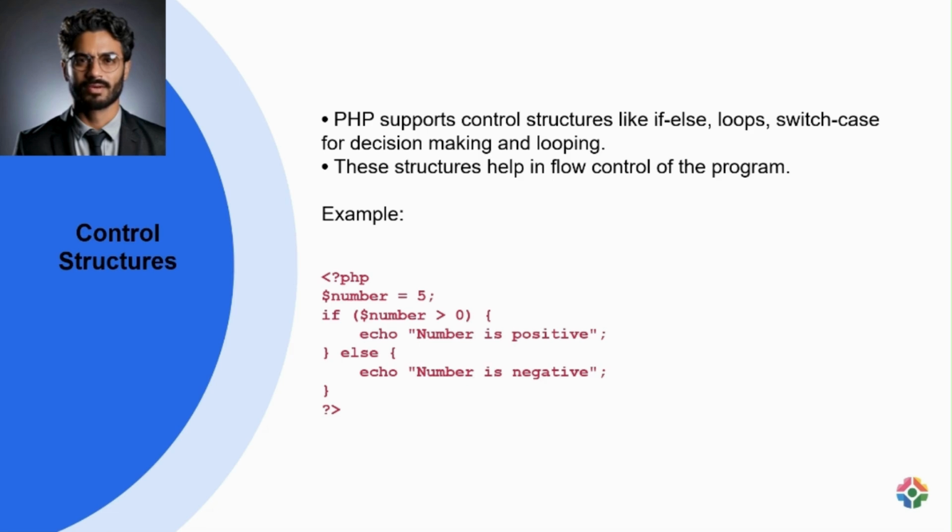For instance, in the given PHP code snippet, an if-else structure is used to determine whether the variable number is positive or negative. If the condition number > 0 is true, the message number is positive is echoed, otherwise number is negative is displayed. This is a simple example of using if-else for decision-making in PHP.